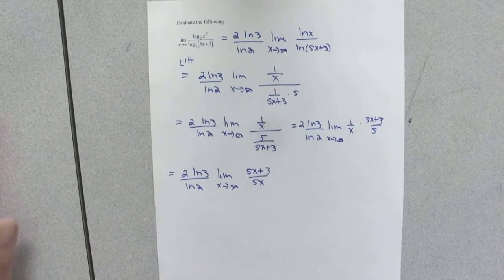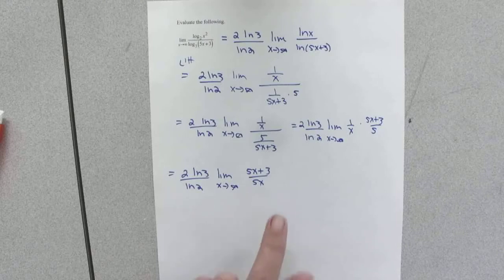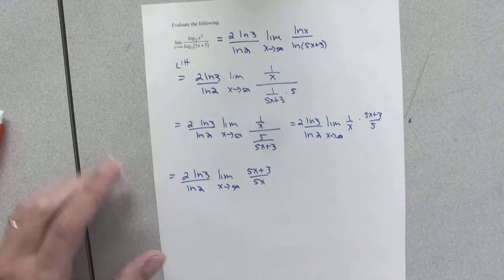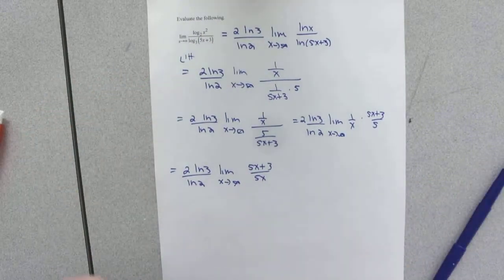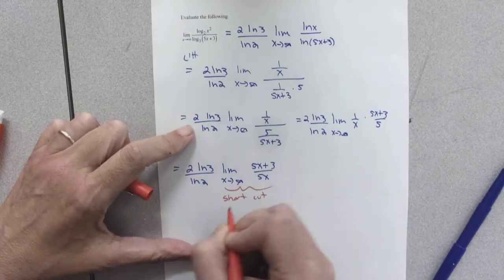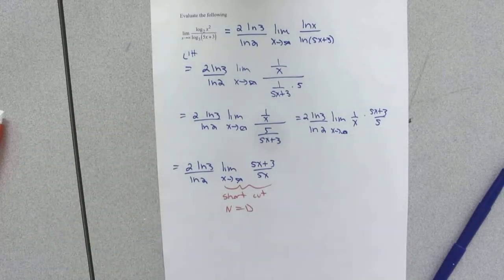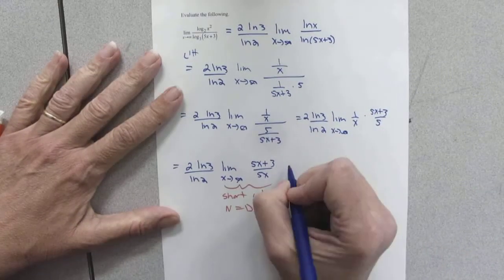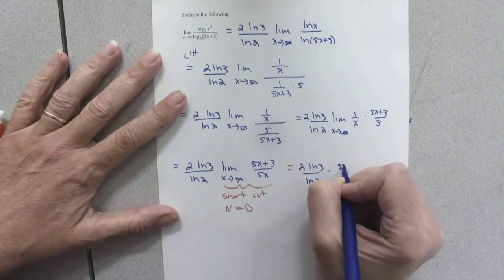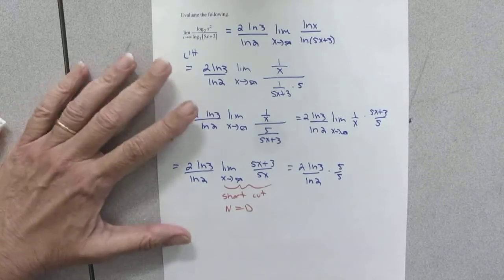And here's what I was kind of alluding to: if you were sitting at the computer and had no clue what to do, working through the example, they would use L'Hopital's again here. This is still infinity over infinity. You could use L'Hopital's again, but you can also just use our shortcuts here. Shortcut: the degree of the numerator equals the degree of the denominator. And so I've got 2 natural log of 3 over natural log of 2 times 5 over 5.